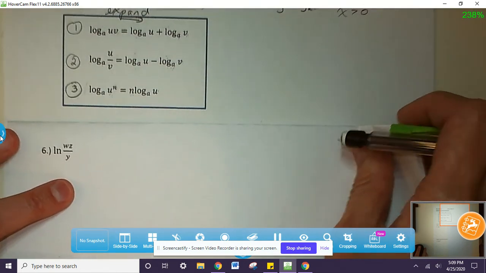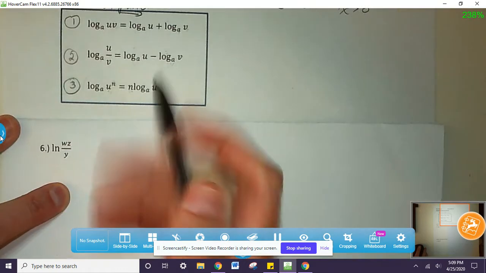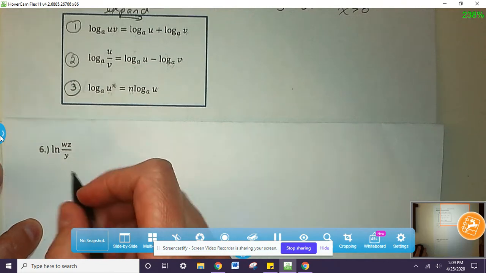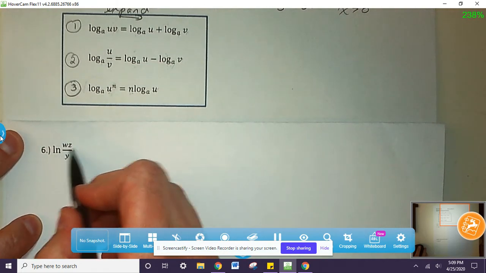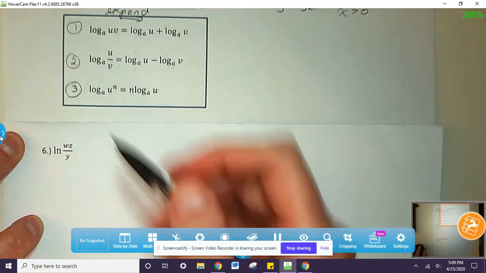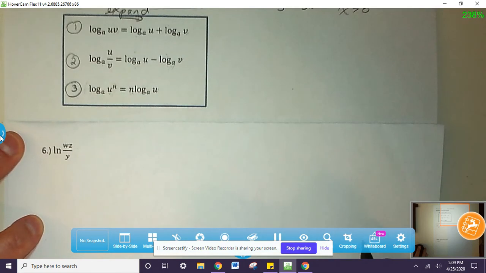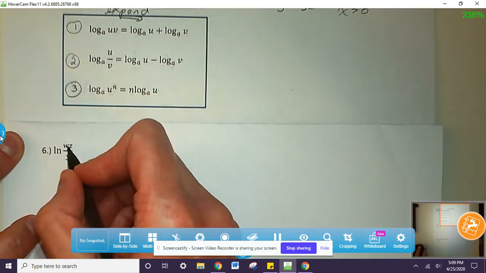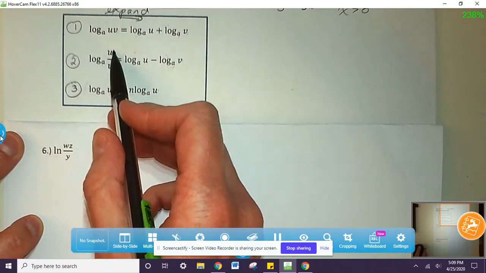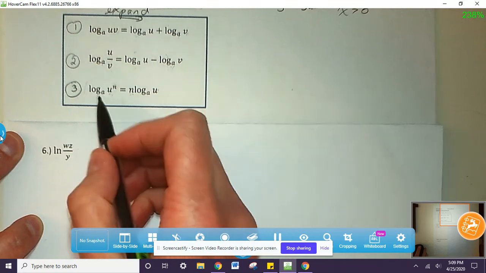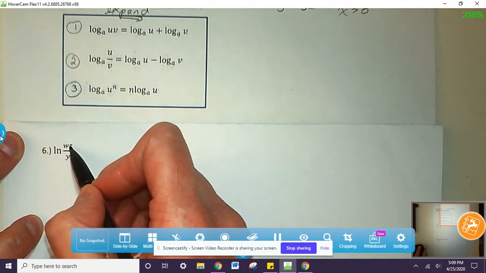Up next is number 6. Okay, so this time I selected natural log. That's log base e. And inside I have wz over y. So take a look what rules we'll be using. We're going to be using rule 1 and rule 2. We're definitely using rule 1 because I see a product. I have w times z. We'll be using rule 2 because I see a quotient. I have a fraction inside there. We won't be using rule 3 because there's no exponents.